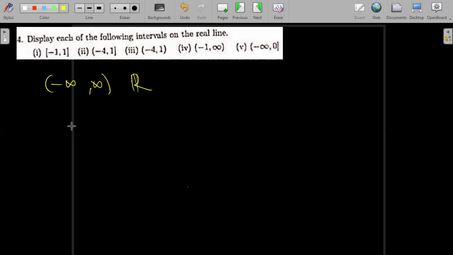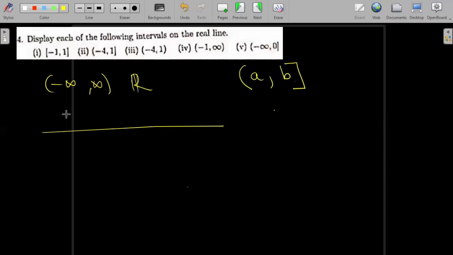So the first one, what you must know for this is when you have an open bracket, it means that the number on this side, where A is, will not be part of the interval. If you have a closed, a square bracket here, meaning it's closed there, it means that B is part of the interval which you're talking about.